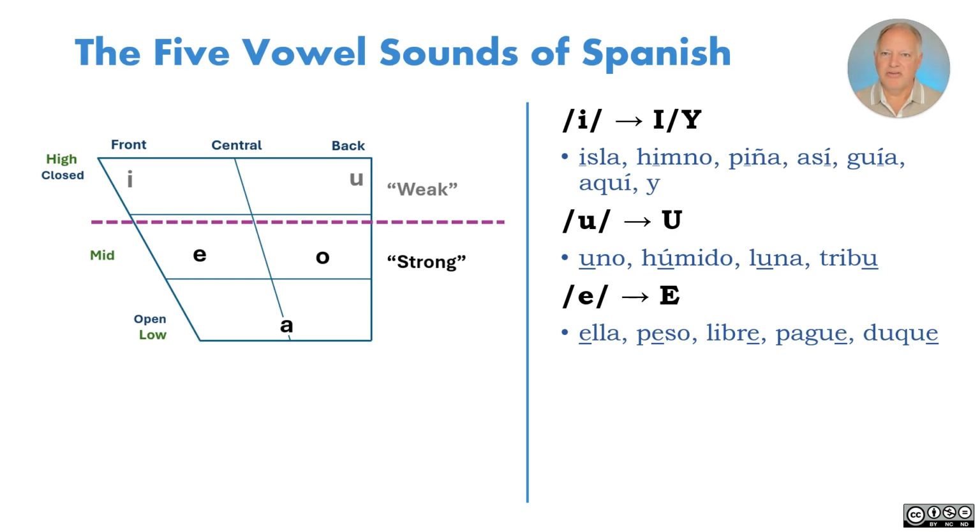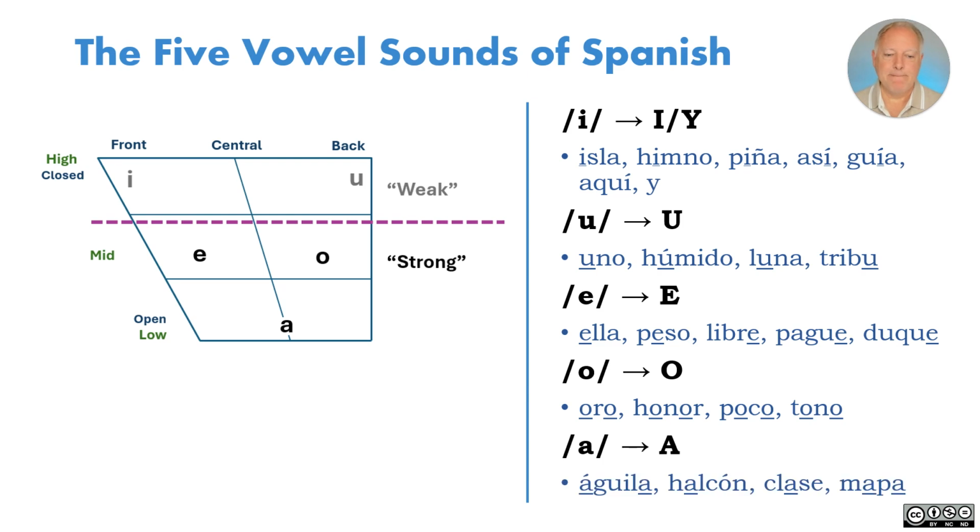There is a little bit of, here's a technical term coming up, allophonic variation, but if you pronounce this sound always as E, especially in careful speech, you'll be fine. All right, the other mid vowel, a little bit more back in the mouth, is O. Okay, so lips are rounded. O. Oro. Honor. Poco. Tono. Okay, so that sound is always the same. It's O.